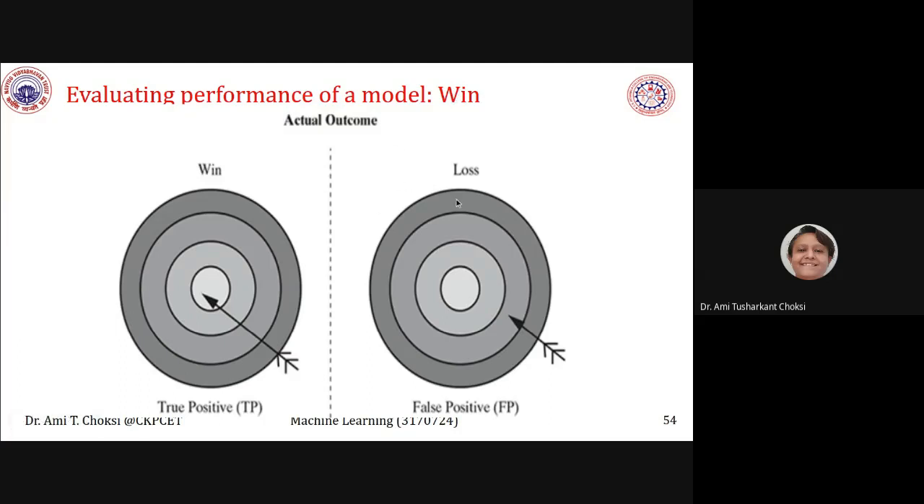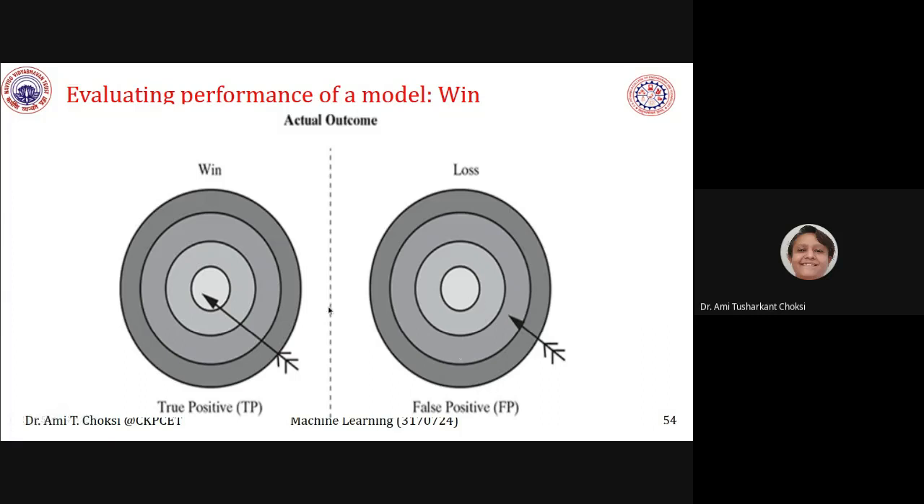Here what is the case? The actual outcome is loss, but what we say is it is predicted win. So it is false positive. Falsely it is said that it is win. Positive means whatever we want, here we want to have the win. So that is the positive, isn't it? Win is positive and loss is negative, right?